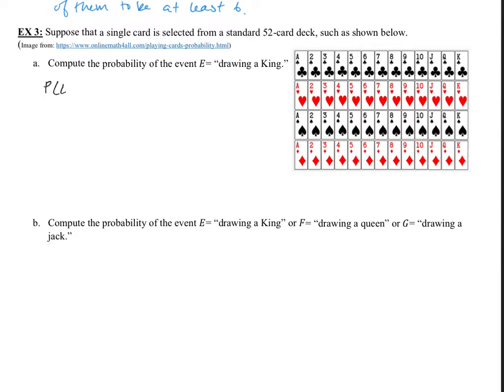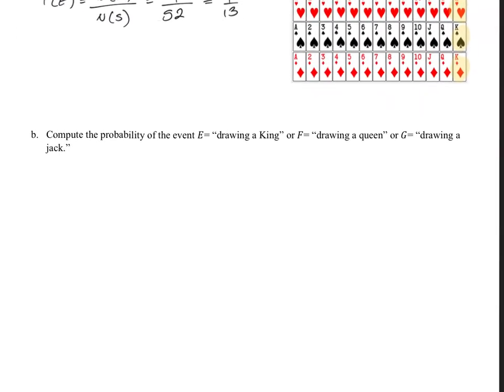Okay, so the probability of drawing E, well, that's going to be the number of times we see the event, divided by the number in the total sample set. Well, the probability of drawing a king, how many king options are there? We have 1, 2, 3, 4 options to draw a king. And then how many total options do we have? 52, because there's 52 cards. And that simplifies out to a 13th. Let's look at the next one.